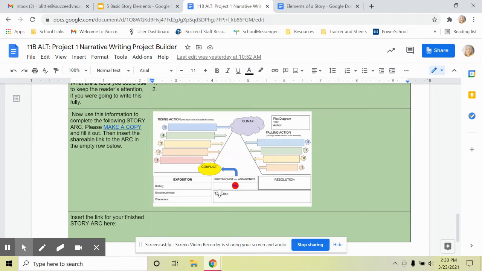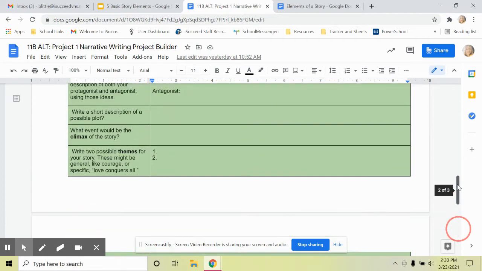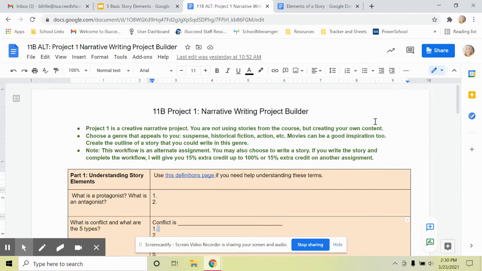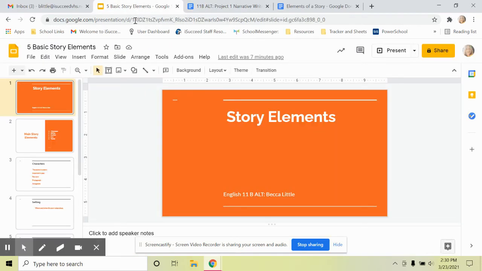Now, you need to have a story arc in your writing regardless, whether you're writing it on this document or you're actually writing a story. Either way, you're going to need to have a story arc, and you're going to need to have these 5 elements of a story. It just depends what form you're giving them to me, whether you're giving them to me in the project builder or on a story that you've written in a Word document. Because of that, I wanted to go over these 5 basic elements.